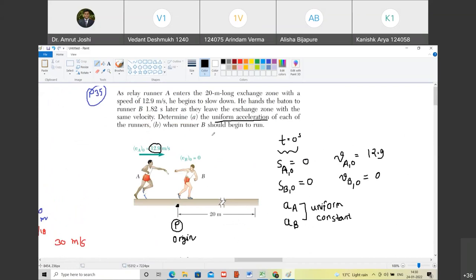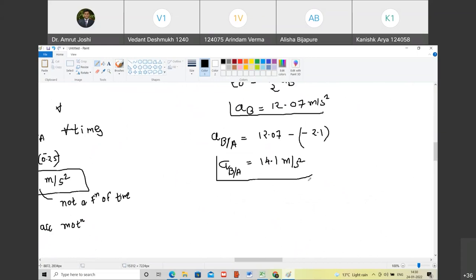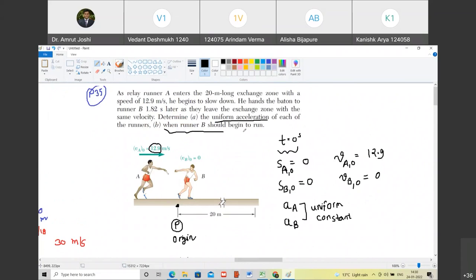And now, when runner B should begin to run is the next question that is asked. Are you with me? Yeah. So if that question is asked, whatever we have done till now is incorrect. How, I will tell you in the next class. If this is the question that is asked, we should have read the question first before answering the other parts. So anyway, we will have to redo the calculations for B in the next class.